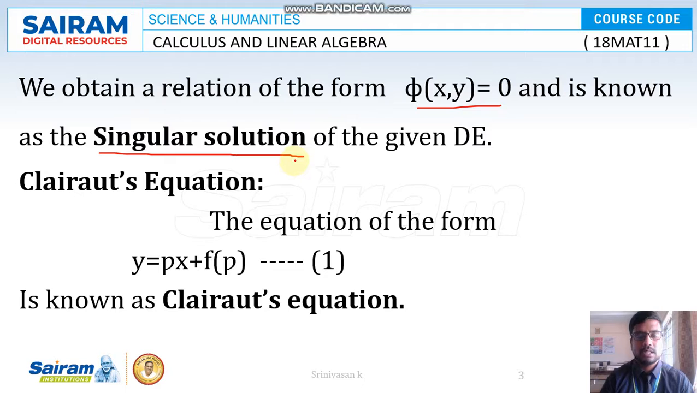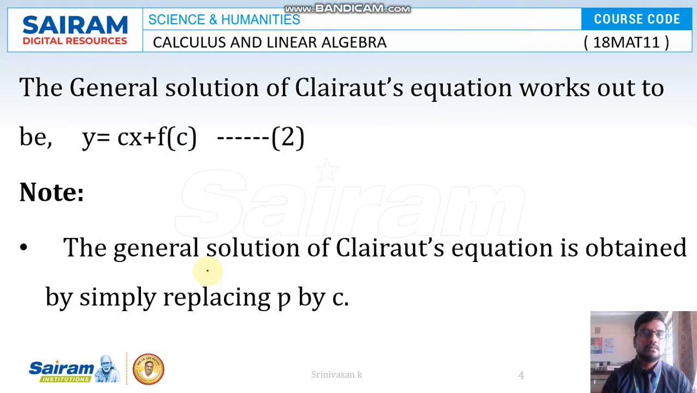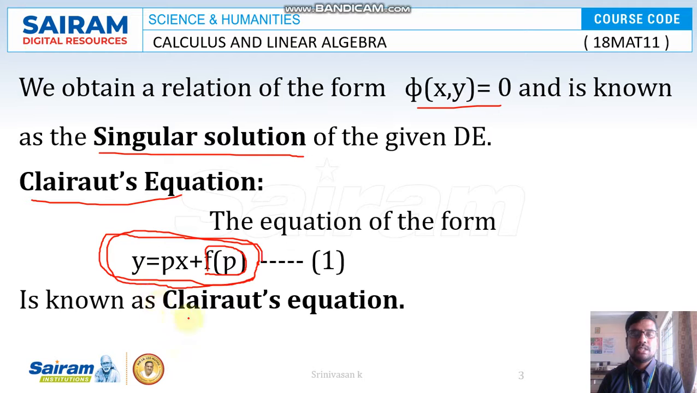So what is Clairaut's equation? Clairaut's equation is the equation of the form y = px + f(p). If the equation is of this type, we can say that the equation is Clairaut's equation: y equal to px plus f of p, where p multiplies a function of x, and f is a function of only p or a constant. If the equation is in this form, that is the Clairaut's form.